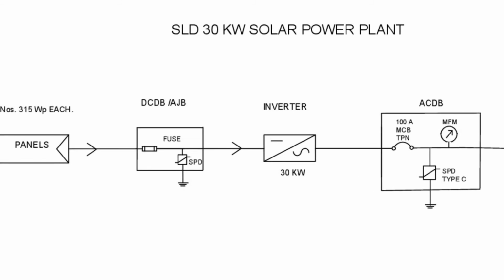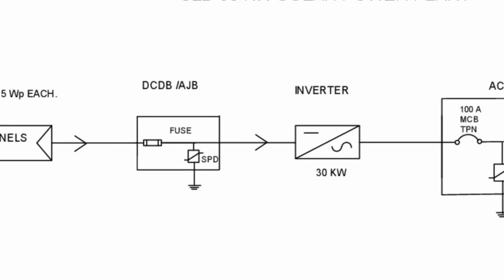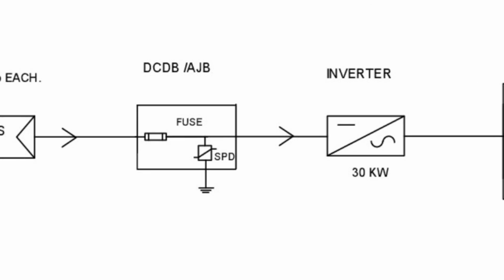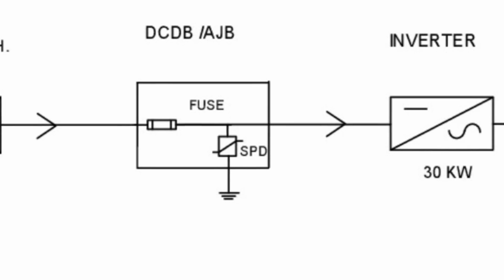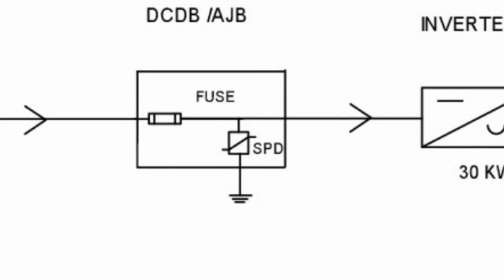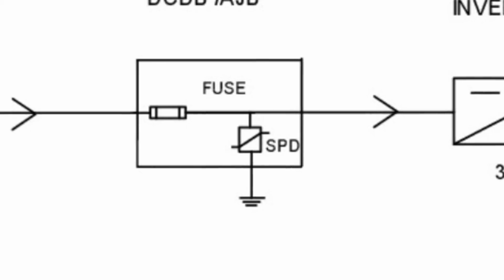Now this is a single line diagram of a solar power plant, and this is how we show SPD. Here this is a type 2 DC SPD used in DCDB or array junction box. Now friends, I hope you learned something about surge protection devices, its connections, and how we use surge protection devices in an SLD.